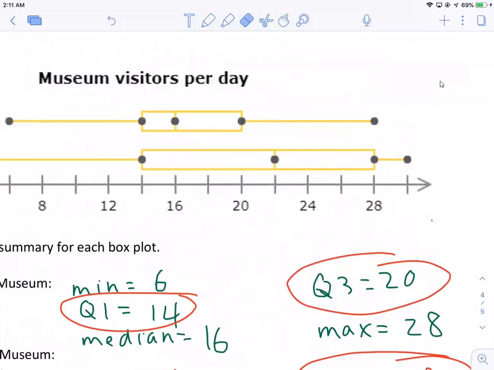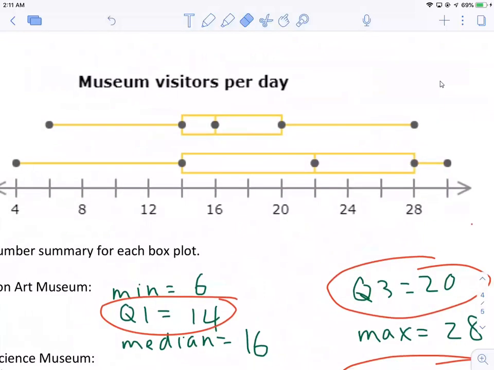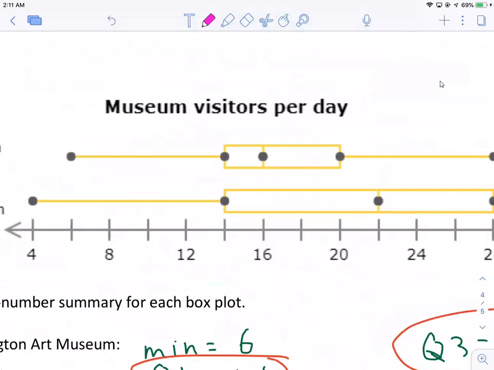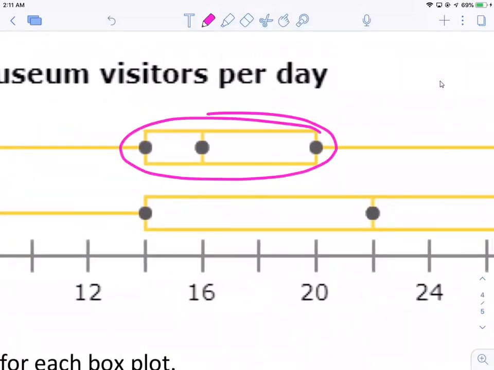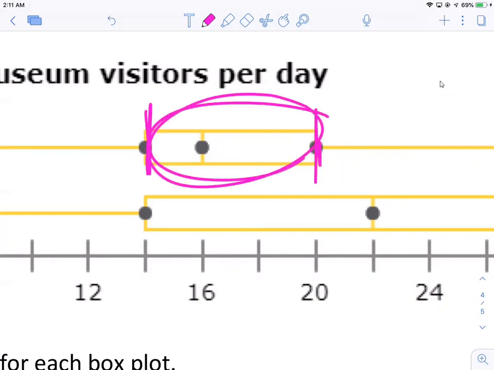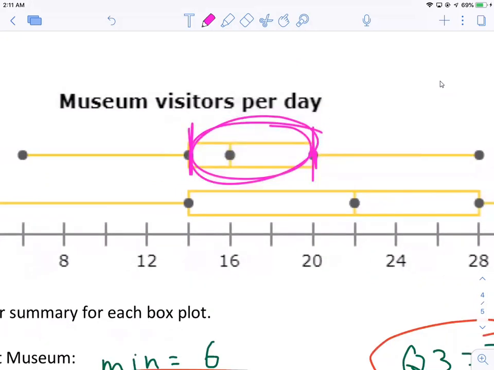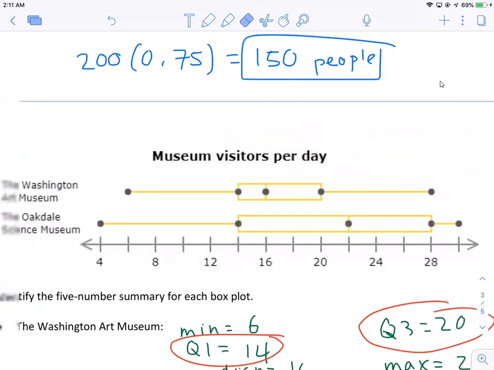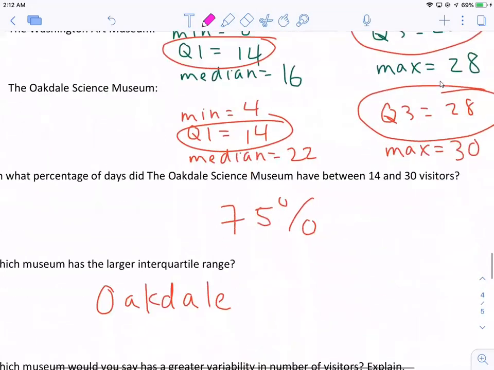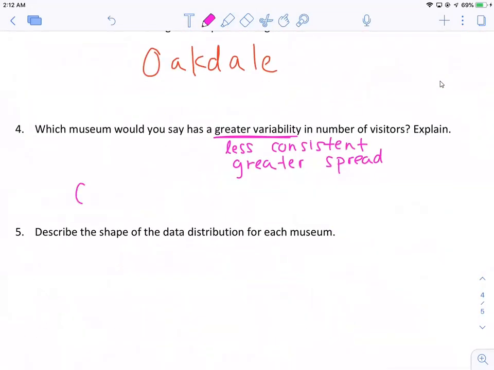So that means like they're not having like the same number of visitors every day. Whereas if you look at the Washington Museum, right, this part's really clustered close together. So they're getting like between 14 and 20 visitors 50% of the time, right? So that's pretty consistent in my view, whereas Oakdale Museum is much less consistent. So I would say Oakdale has a greater variability.